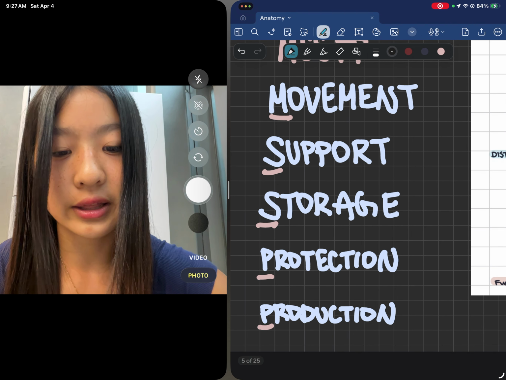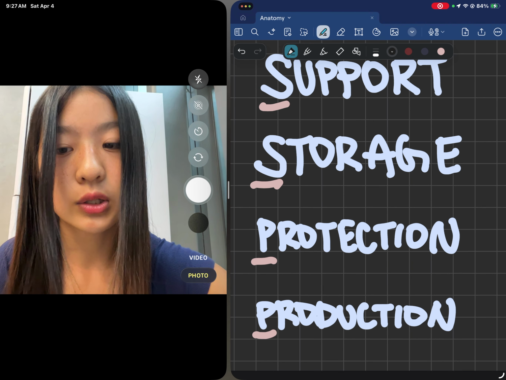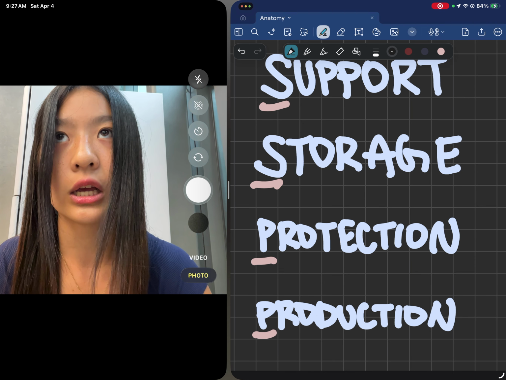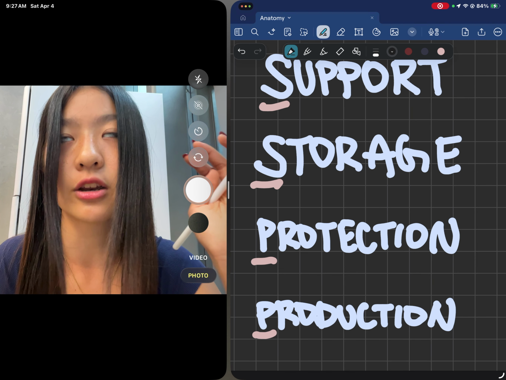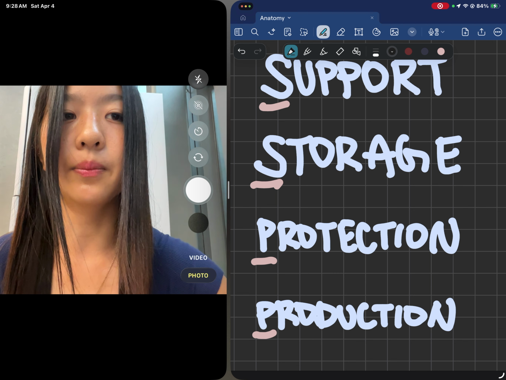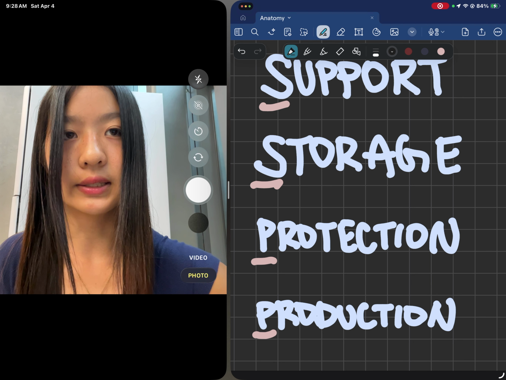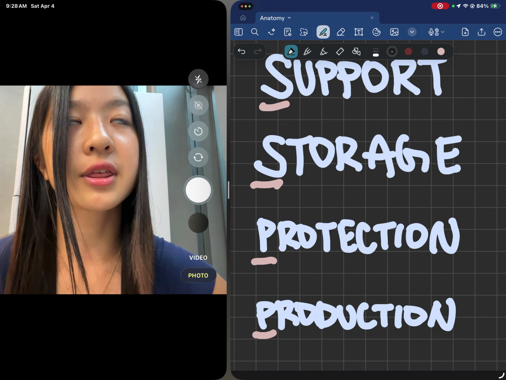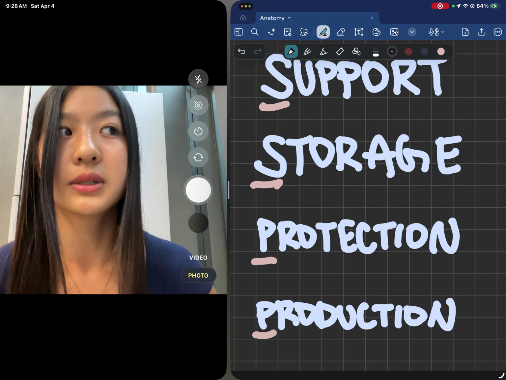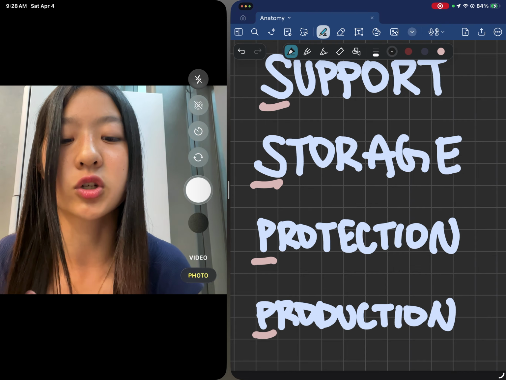Okay, and then we have protection. As mentioned earlier, most of the protection is coming from the axial skeleton, where your cranium is protecting your brain and your ribs are protecting your internal organs as well as your heart. The other part is also just everything in the center of your body, like your lungs as well, is all encased by your ribs to minimize outside external damage.